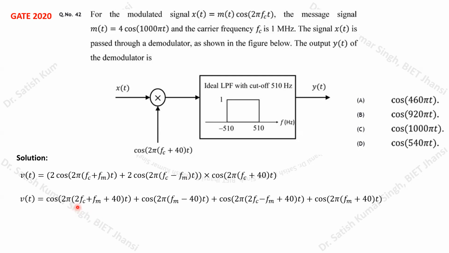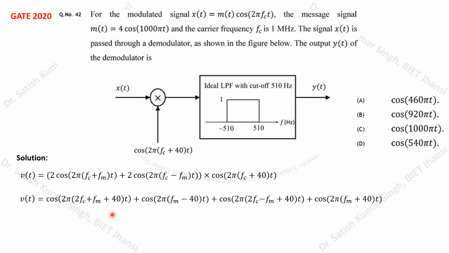So here we can see it is 2fc + fm + 40. Because fc is equal to 10 to the power 6, 1 megahertz, obviously this frequency is much larger than 510 Hertz. And therefore this first term is going to be rejected by the filter.